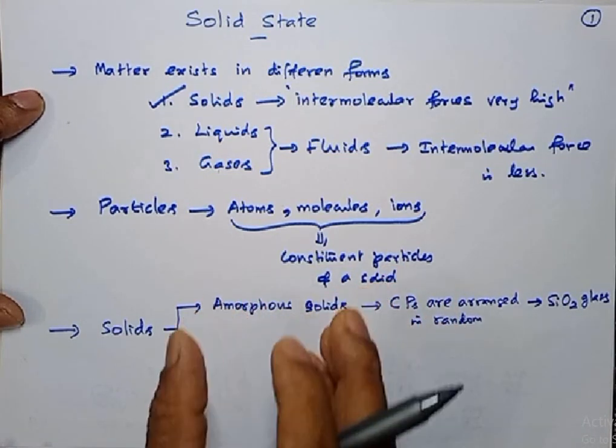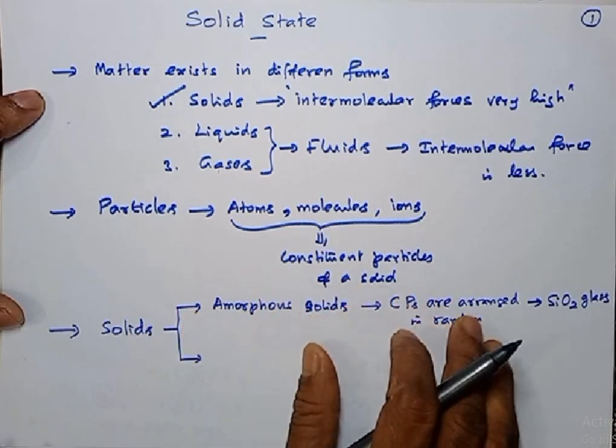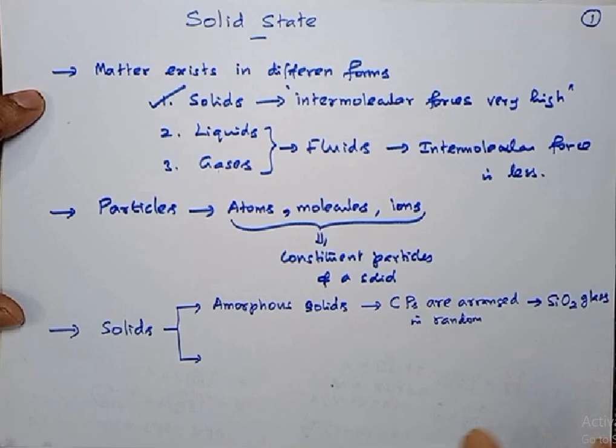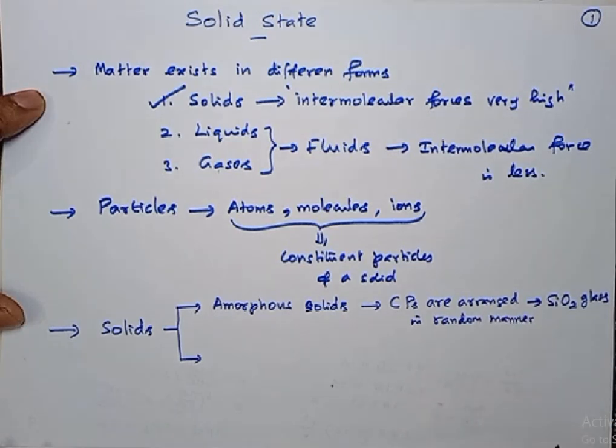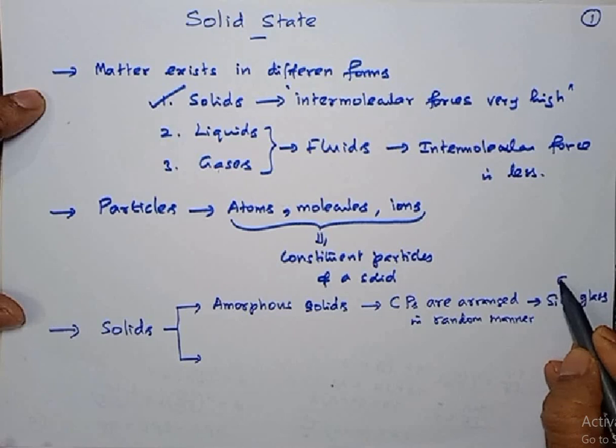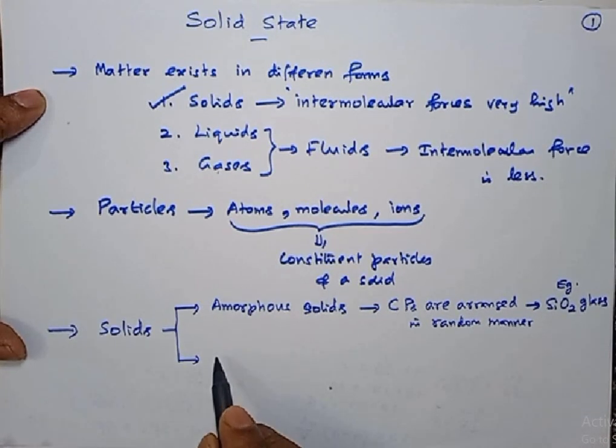Introduction about amorphous solid. Amorphous solid is a solid where constituent particles are arranged in a random manner. Example, SiO2, silicon dioxide glass.